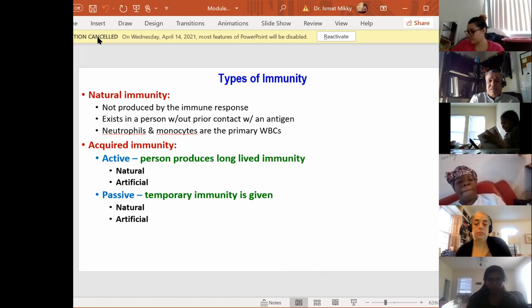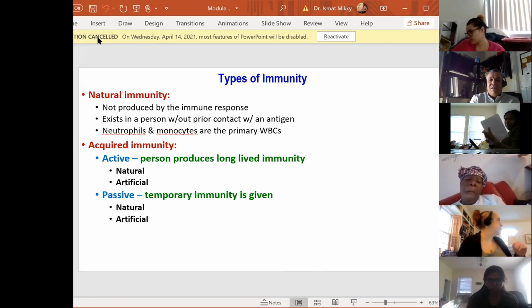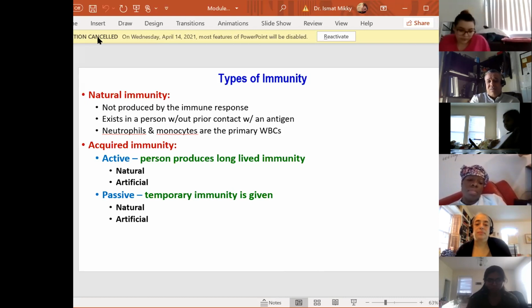And acquired passive, so we always encourage, or wish, that we always have that acquired immunity be active, not passive, because the active one lives longer, so it has a type of longevity. But when it comes to the passive, we always need some boosters. So it's temporary. We need to be revaccinated, or to get the boosters frequently.